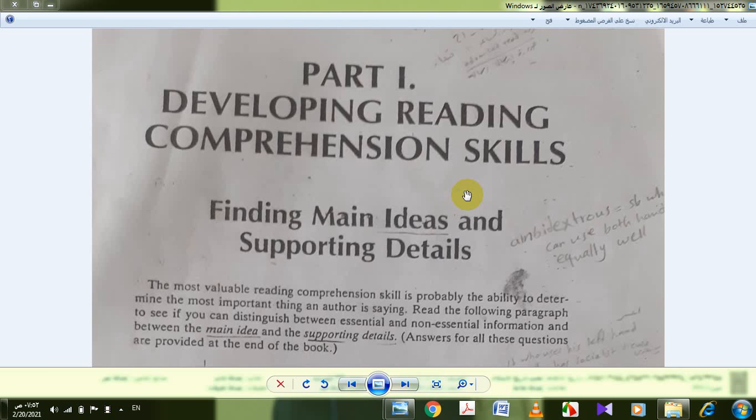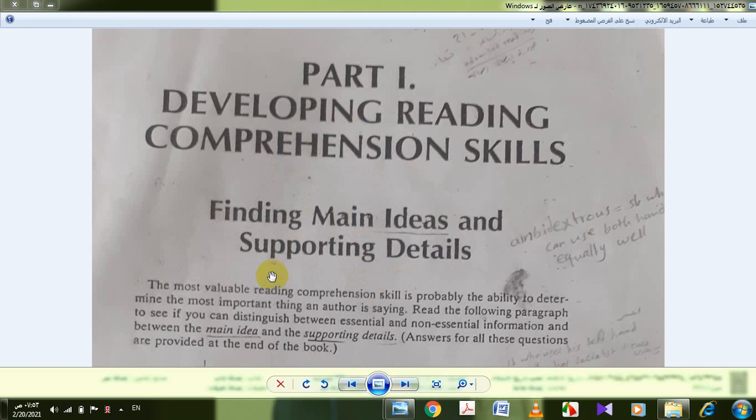I'm very happy actually to have you with me in this new course of advanced reading. Today, inshallah, we are going to start the first class, starting with the first passage named Finding Main Ideas and Supporting Details. Let's go with passage number 1. Of course, the title is Part 1, Developing Comprehension Skills, Finding Main Ideas and Supporting Details.